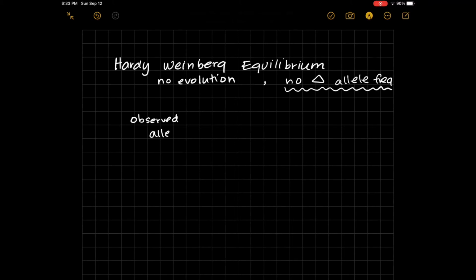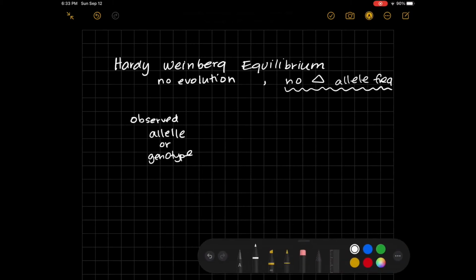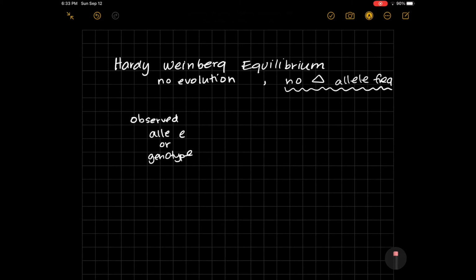So whatever we observe in terms of either allele frequencies or genotype frequencies, we're going to compare it to what we expect or what we predict in terms of genotype or allele frequencies.